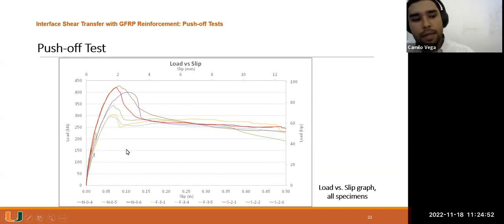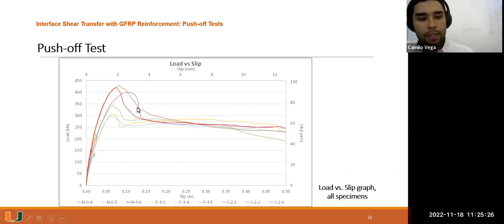As we can see, a first conclusion that we can state is that the contribution of the steel reinforcement, in this case, to the interface shear strength is larger than the contribution provided by the GFRP reinforcement, even when the amount of GFRP reinforcement is 50% more. Because remember, for those specimens, we have three stirrups number four compared to the two stirrups number four for the steel.